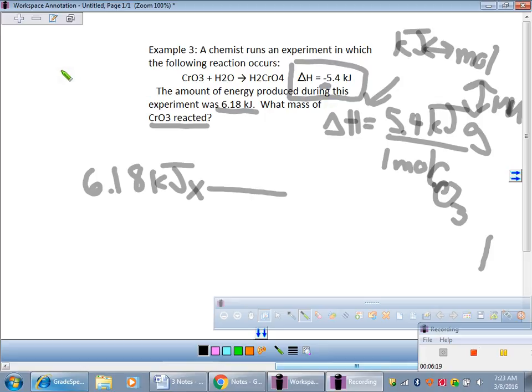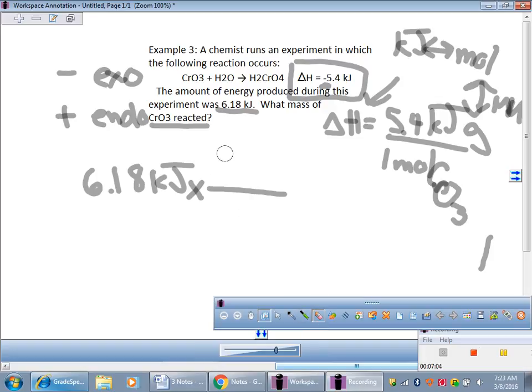So remember, negative is exo, so it's leaving the system, it's going to the surroundings, and positive is endo, it's going into the system from the surroundings. Now, because we're looking for mass, we do not need to include this negative number in our calculations because we don't get a negative mass. We're just told that this is where the heat is going. The heat is actually leaving the system when this reaction occurs.